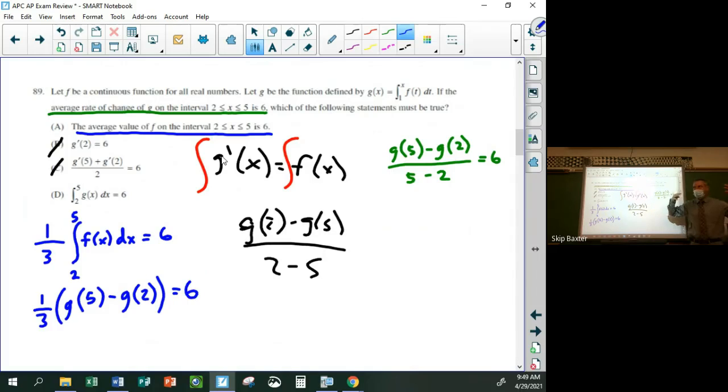But you can also do it just using the English language, like just thinking about the average rate of change versus the average value of the rate of change. They're the same thing. Does that make sense?